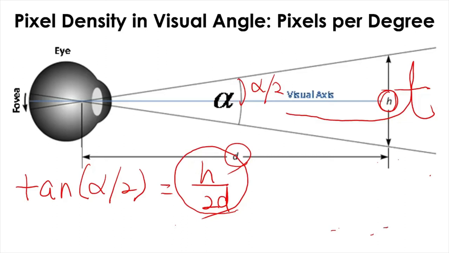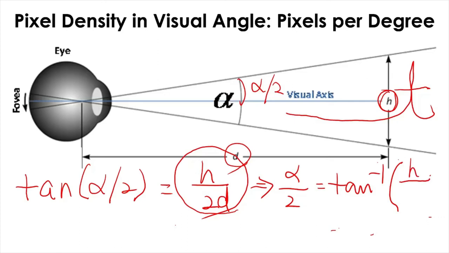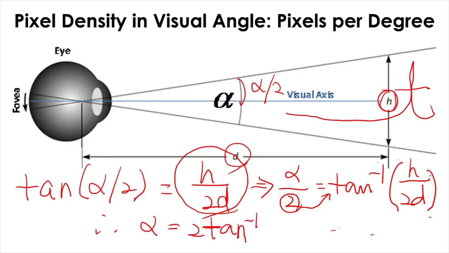Alpha over 2 equals the inverse tangent of h over 2d, so you take the inverse tangent of both sides to remove the tangent on the left. Then the 2 goes to the other side, so alpha equals 2 times the inverse tangent of h over 2d. That is how you calculate the visual angle. It may be different from what you learned in other classes, but this is a formal way to calculate it. Once you convert the size of the object into visual angle, we can calculate the pixel density in degrees of visual angle.